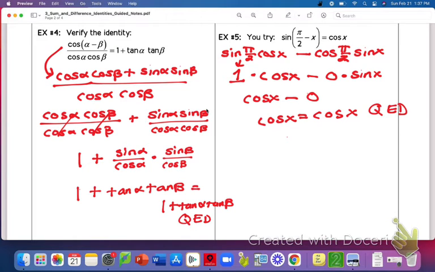Quod erat demonstrandum, is that what it was? Something fancy like that. All right.